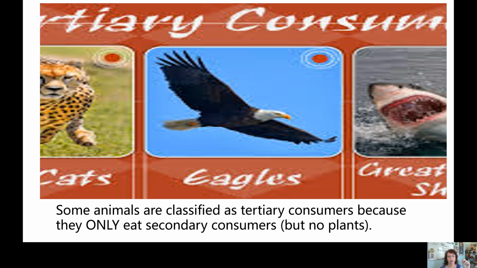Here are some tertiary consumers. Tertiary is the fancy word for third. We've had primary, secondary, and now we have tertiary. Now, I was a little confused by this slide, and I'll explain that for a minute. It says some animals are classified as tertiary because they only eat secondary, but they do not eat plants. Okay, so tertiary is supposed to be, I'm going to come back to this in a minute.